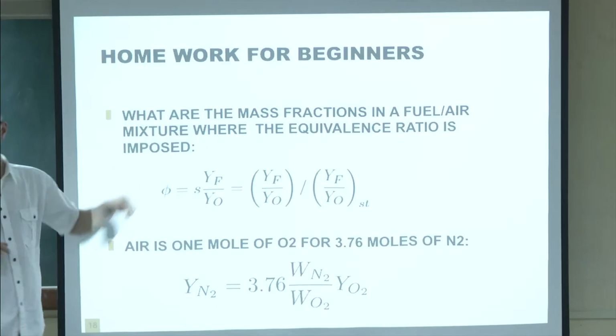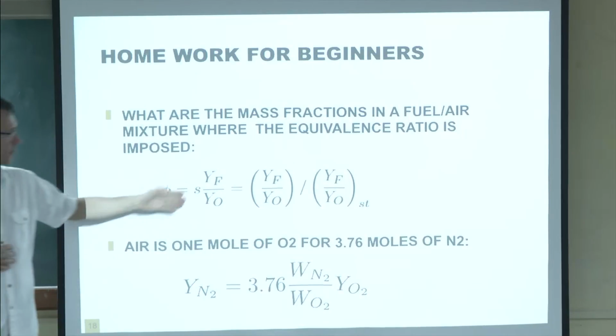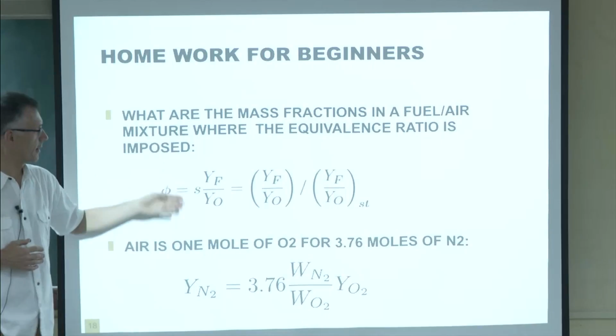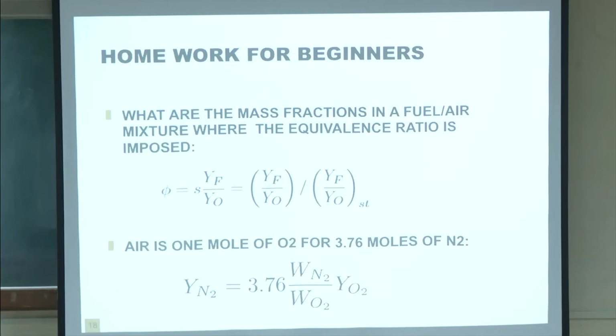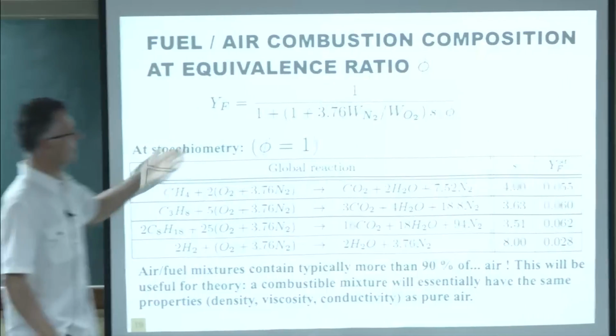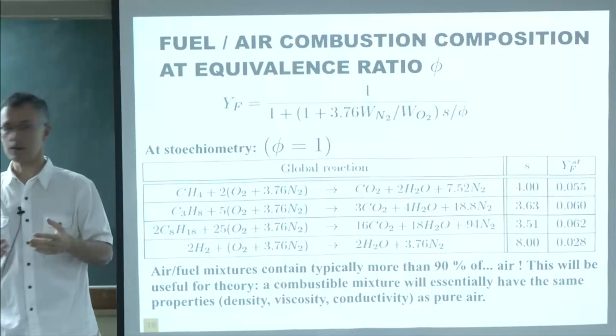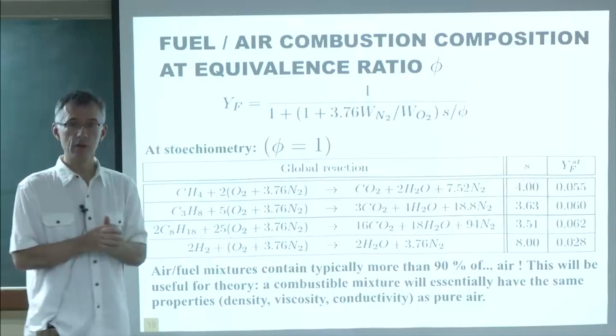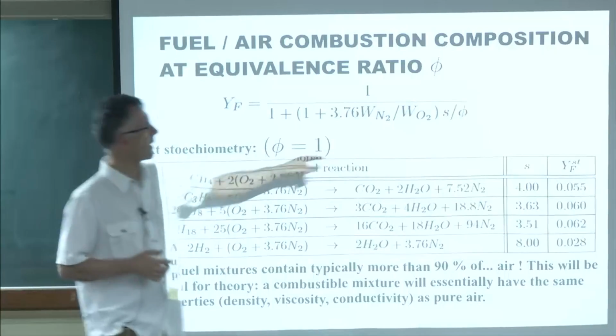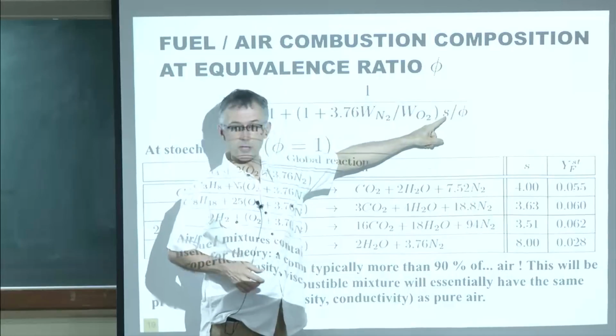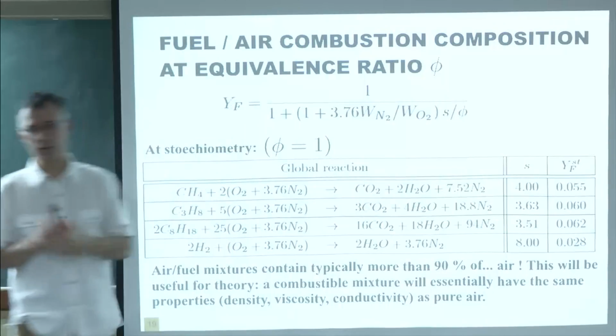Since sometimes it's good to get prepared for things that you have to do on your own, here is a simple exercise. You have a mixture of fuel and air where I want the equivalence ratio to be equal to 5. Compute the fuel mass fraction, the oxygen mass fraction, and the nitrogen mass fraction. I'm not going to let you do it now; you can do it at home. The result is written here. If you want an equivalence ratio equal to 5, knowing that the stoichiometric ratio is S, this is what the fuel mass fraction, YF, should be.